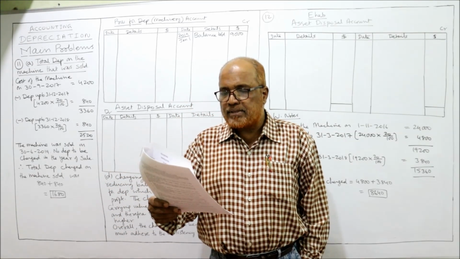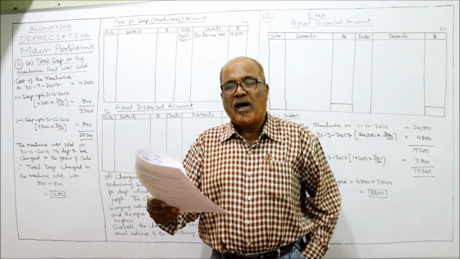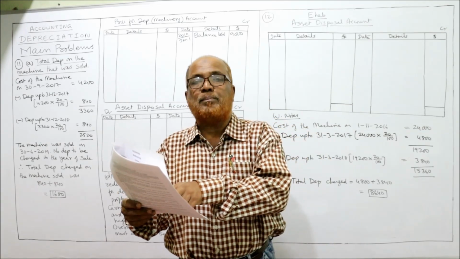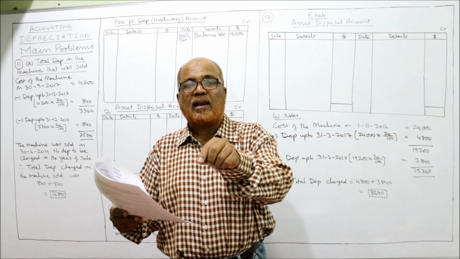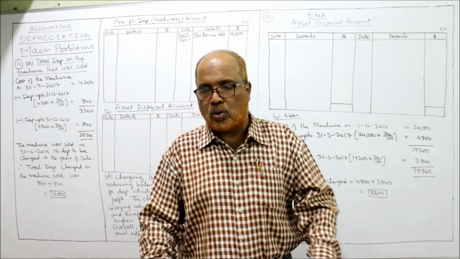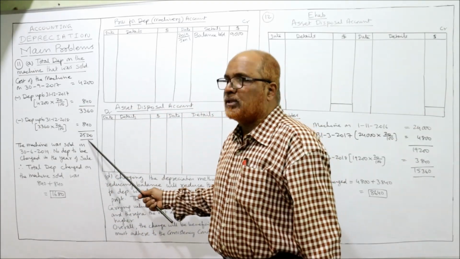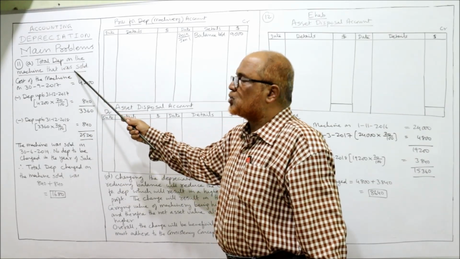Calculate the total depreciation charged on the machine which was sold. Actually, the machine was purchased on September 30th, 2017. We have to calculate the accumulated depreciation on that machine which is sold. First question. So here I have shown the calculations. Calculation: total depreciation on machine that was sold.